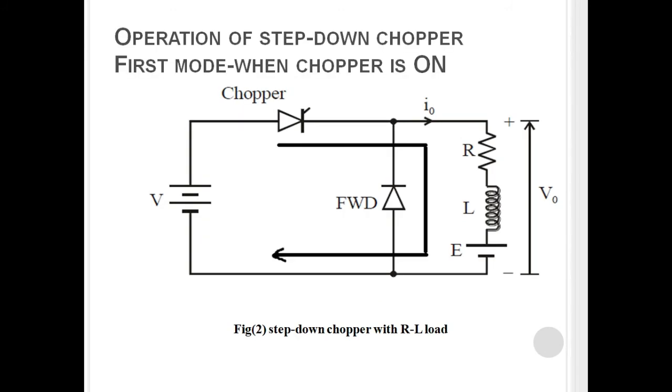So, operation of a step down chopper. Basically, there are two modes of operation of a step down chopper. The first mode is when the chopper is on. When the chopper is on, the current flows in this direction. The freewheeling diode is reverse biased at this time.